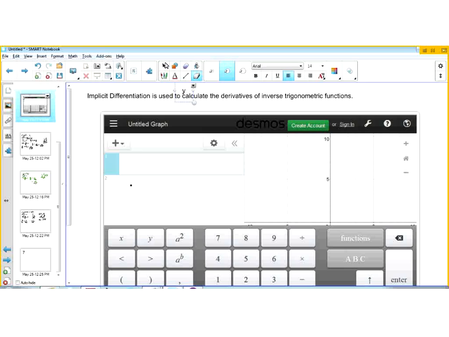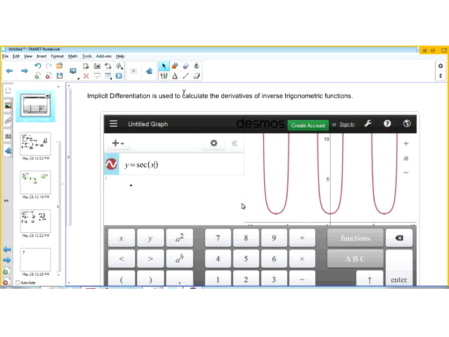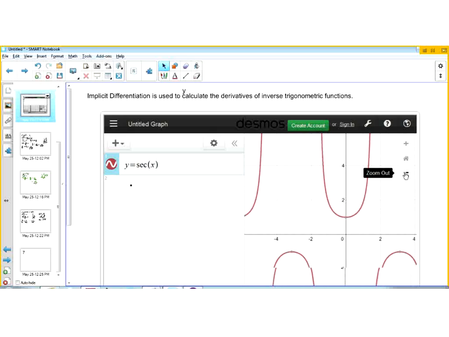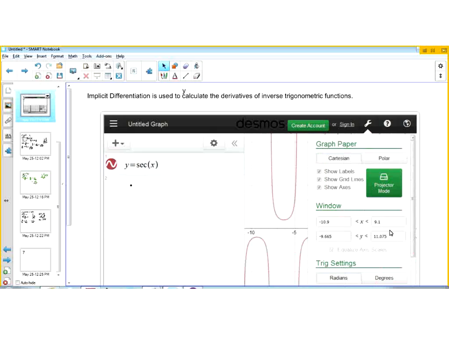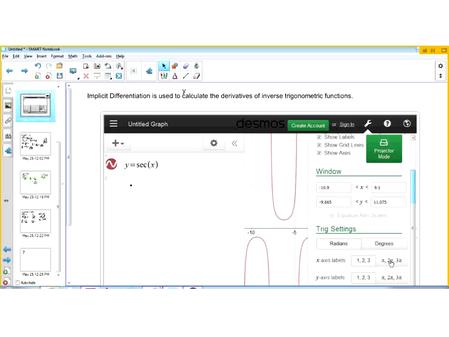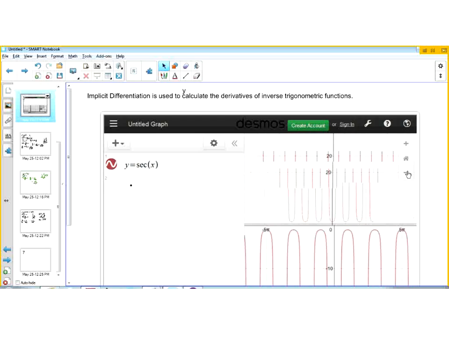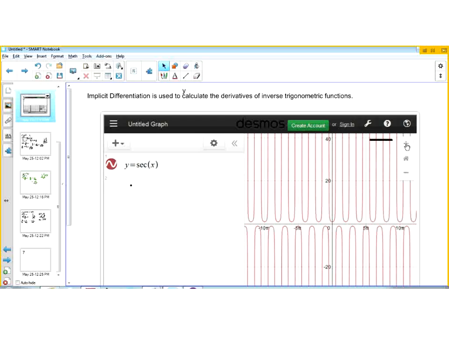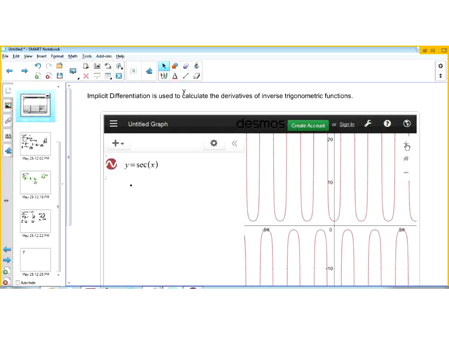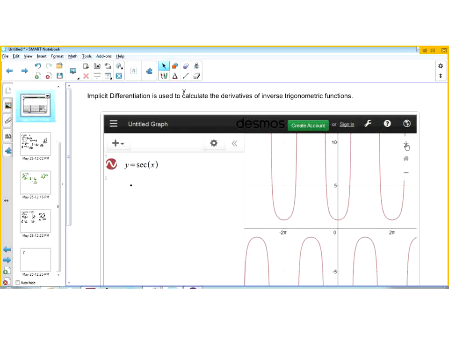So let's start off by graphing y equals secant x, which we know is to be 1 over cosine x, right? Okay, so as you know, let me adjust my window settings. So we want x-axis labels in terms of pi. Okay, so here's the graph. And so it remains to identify the principal part of the secant function. All right, so what would be a good candidate for the principal part of the secant function?